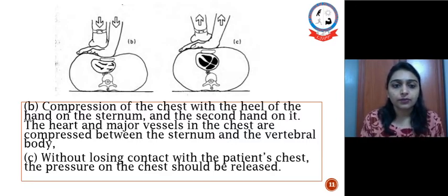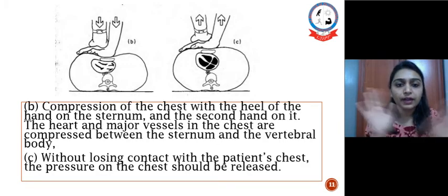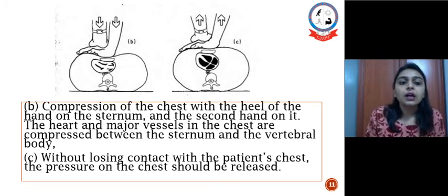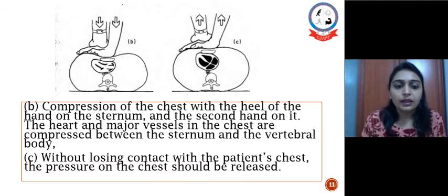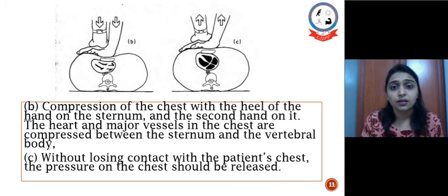After that, we need to release that force just up to 50%. That means we are not lifting our hand off the body; without losing contact, we are reducing the pressure. That reduction of pressure will allow venous return to occur and blood to reach the heart again, so that in the next pressure we can force that blood to move forward. In that way we can maintain circulation. It's a kind of pumping effect which we are giving externally. This is known as external cardiac massage.